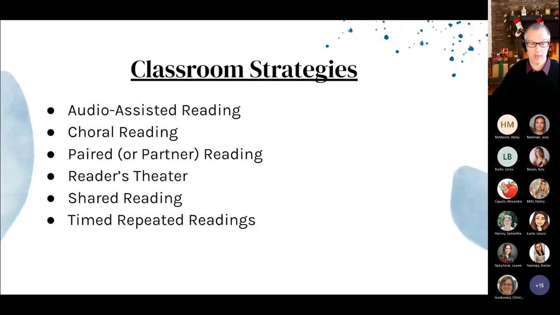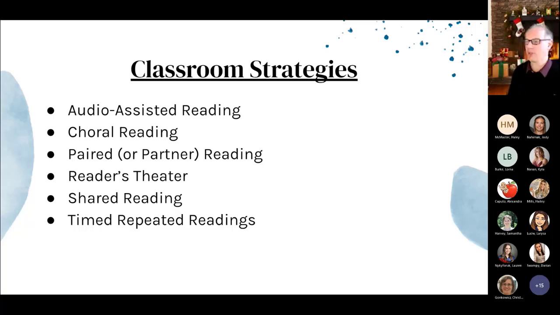And then there's a couple of classroom strategies here. These are linked out for you again. So these are some things that we could possibly work on for our fluency. So audio assisted reading is an individual or group reading activity where students can read along in their books as they hear a fluent reader read on an audio recording, or possibly you. Choral reading would be, as it sounds, like a chorus. So it's all reading in unison.